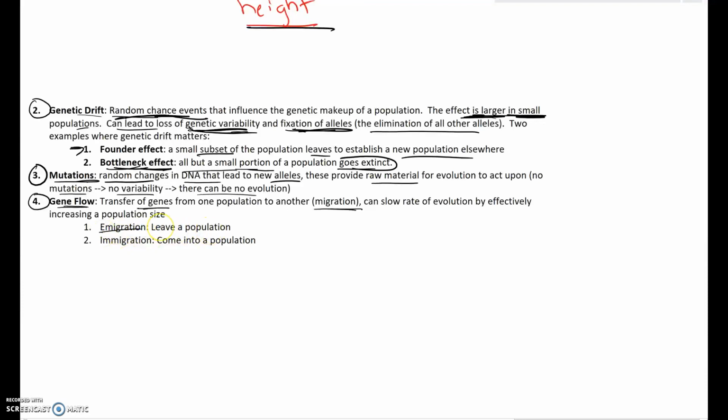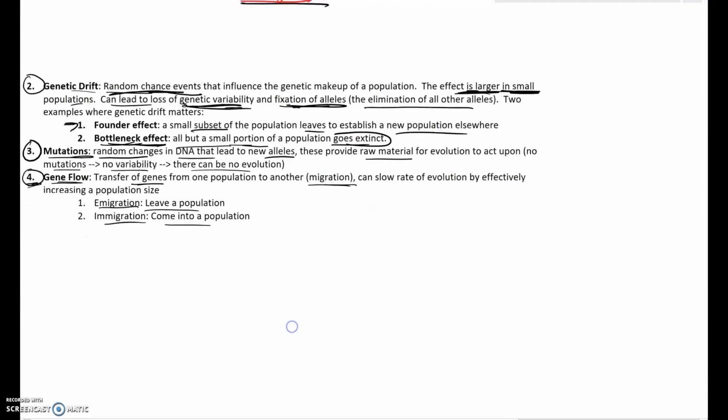So this is the result of emigration, individuals leaving a population. If a lot of individuals with one phenotype or set of alleles leave, that decreases the frequency of that phenotype. And immigration, if individuals with a certain phenotype come in, if a lot of hairless bunnies come into the population, that would influence the makeup of that population and therefore cause the overall population to change with that one event.